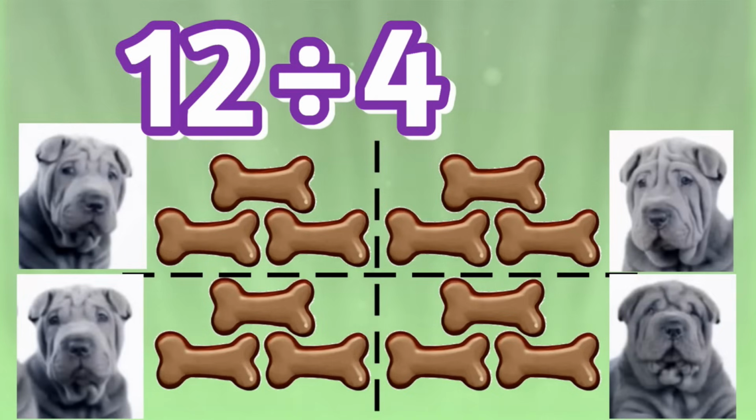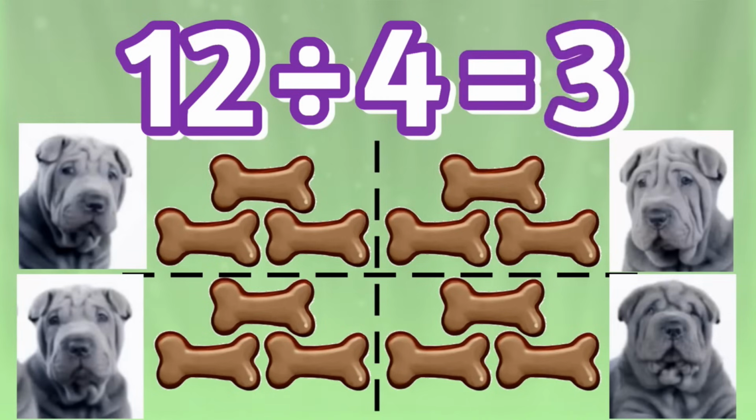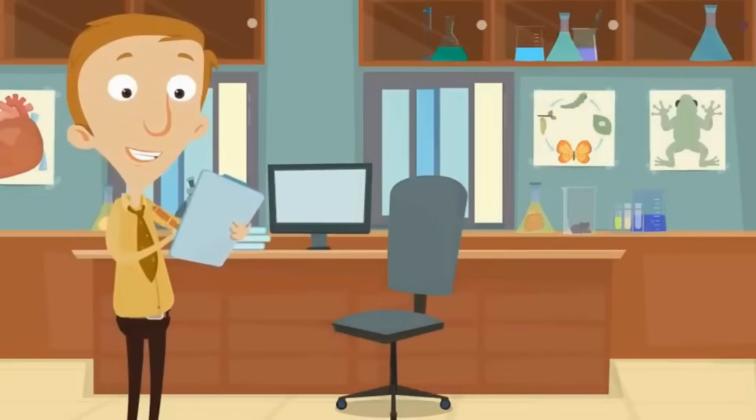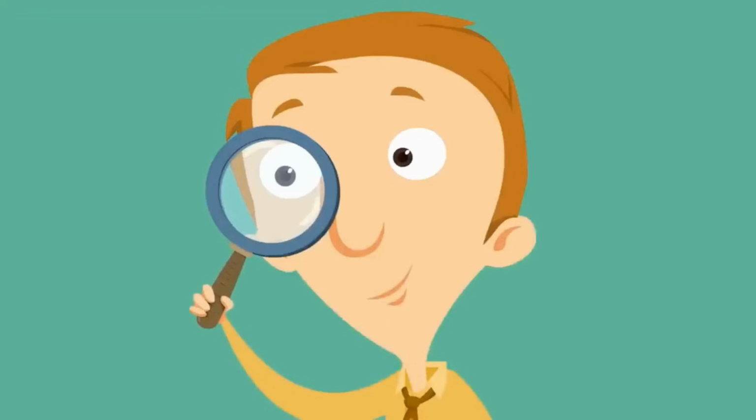What is 12 divided by 4? 3. Great job! 12 divided by 4 equals 3. Each dog will get 3 dog biscuits. 12 divided by 4 equals 3. 3 is the quotient. You are doing an incredible job. Let's try this one next.